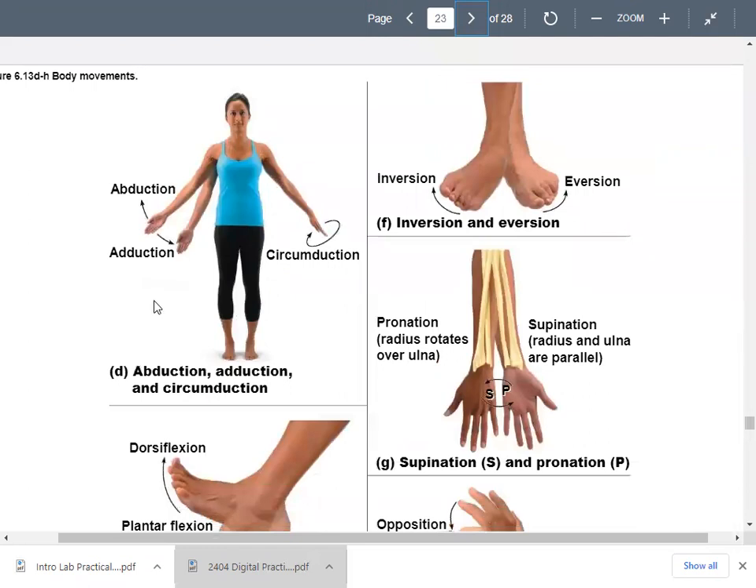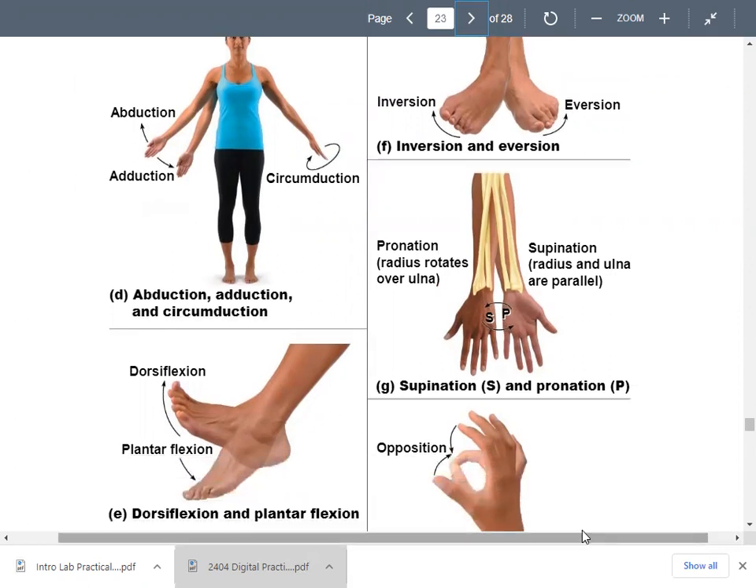All right, moving your ankle toward the midline, inversion, so the big toes up. Away from the midline is eversion, big toes down. Remember, this is anatomical position with the palms out. Turn your palms down, you're pronating. Okay, turn your palms back up, you're supinating.